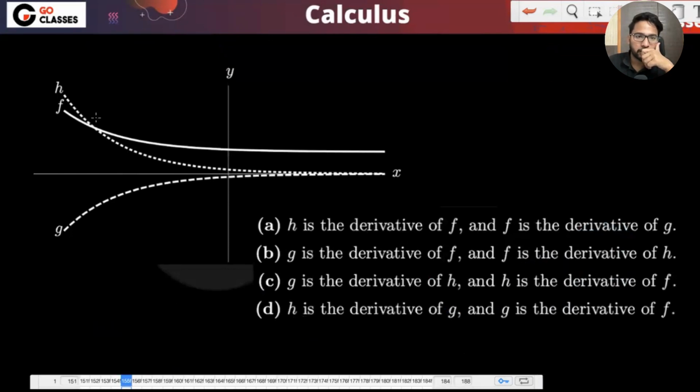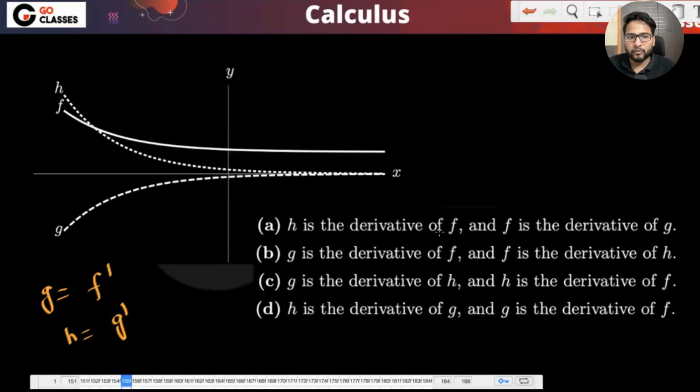See, the function f is decreasing. I think I can say g is a derivative of f. Intuitively, it seems so, right? Since f is decreasing and g is always negative, can I say that g is a derivative of f, g equal to f dash? And this is always increasing, and h is always positive. Yeah, it seems like the correct thing. h is a derivative of g. Let's check the options.